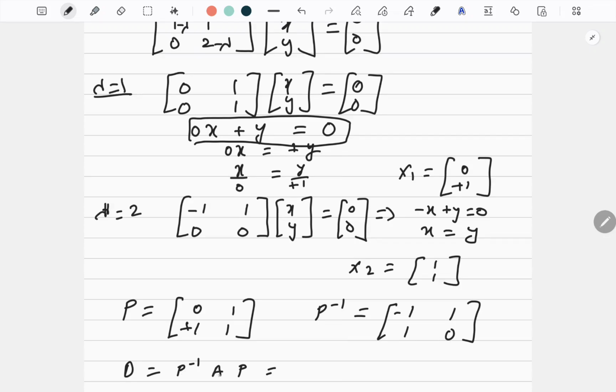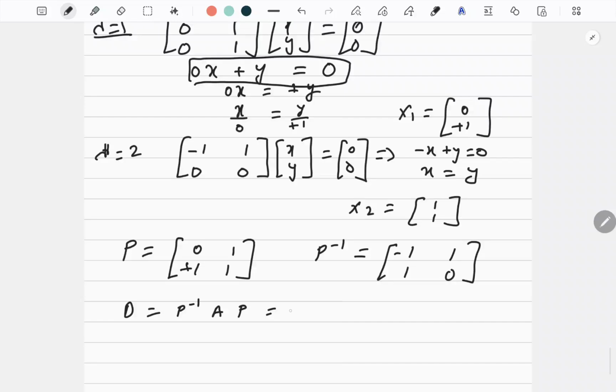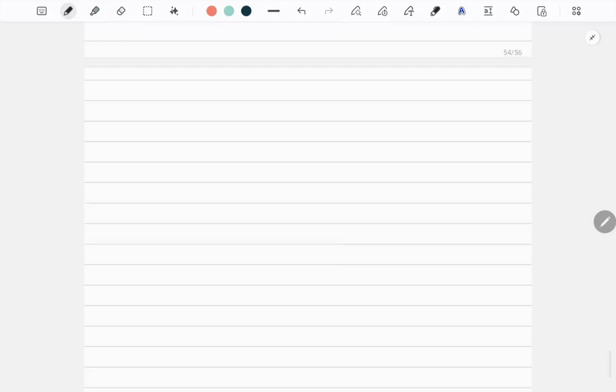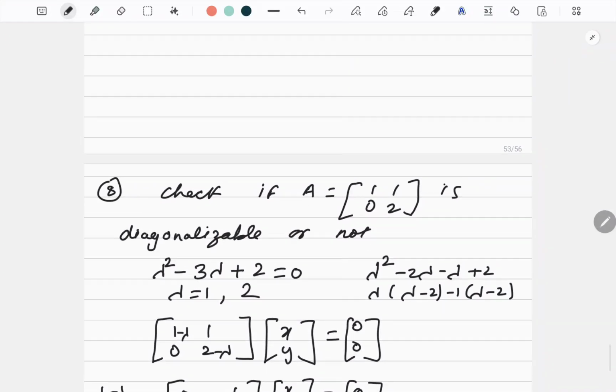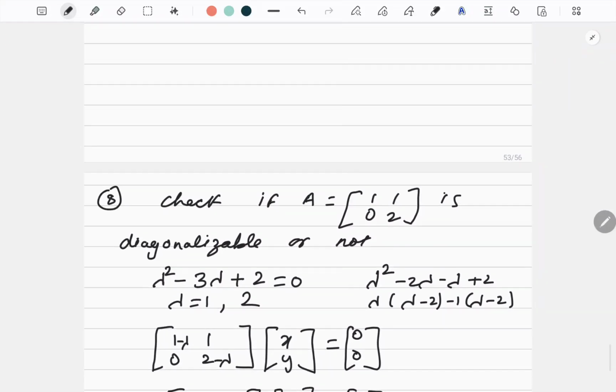Now D is equal to P inverse AP. So substitute the values of P inverse, A and P. You should get 1, 2, 0, 0. So this should be your diagonal matrix. I hope now you understood the concepts. Do more and more questions because it requires only practice. The concept is the same everywhere.